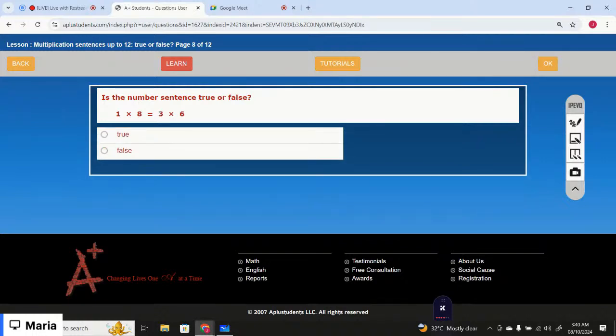The next one is, is the number sentence true or false? 1 times 8 equals 3 times 6. So, which is the correct option? They are not equal. False it is.